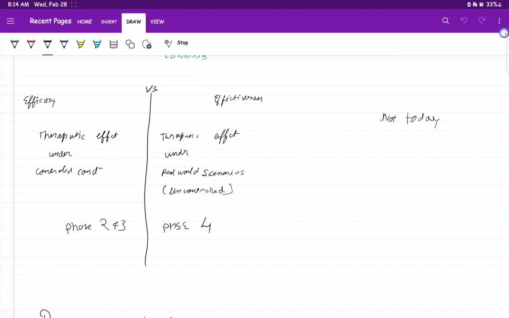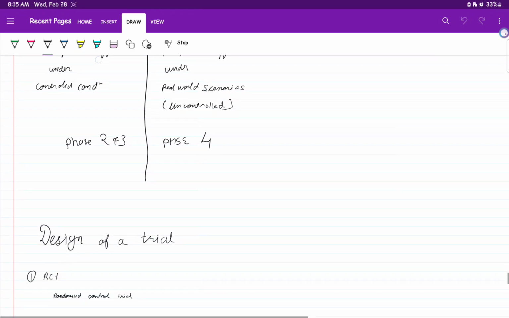Difference between efficacy and effectiveness. So efficacy is we find therapeutic effect under controlled condition, but in effectiveness we measure therapeutic effect under real world scenarios, means uncontrolled. So phase 4 gives effectiveness and phase 2 and 3 give efficacy.